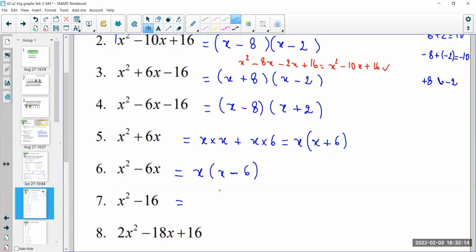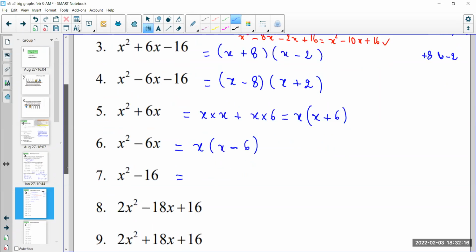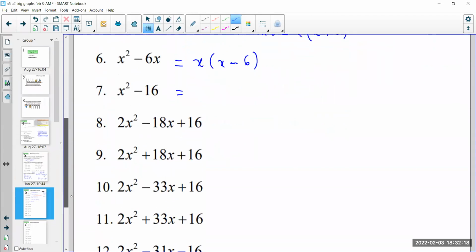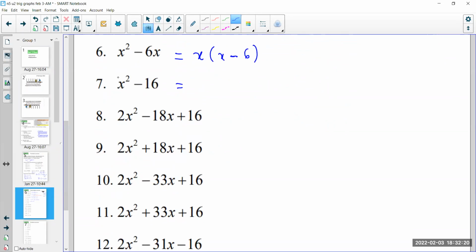Common factor. Now, when you get to this here, x squared minus 16, we've got what we call a difference of two squares, guys. Yeah, so difference of two squares. And if you remember well, we can see the two squares. The first one is x squared and the second one is 4 squared.